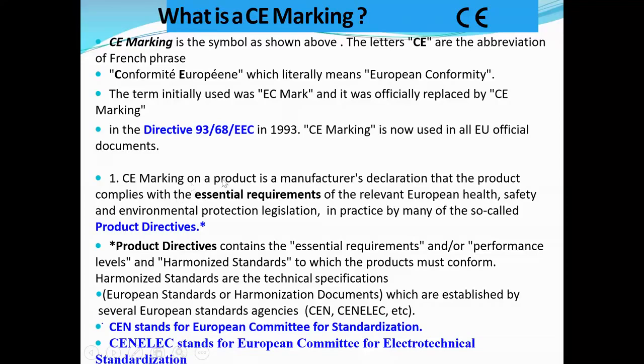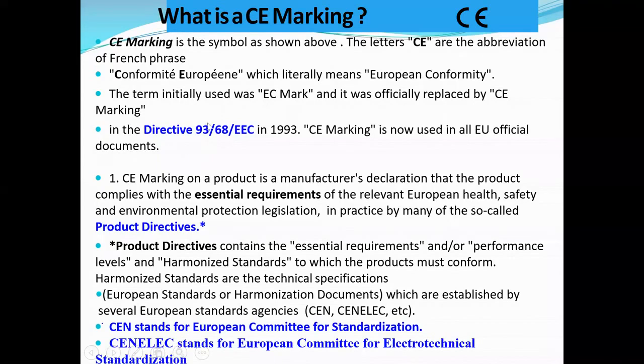CE marking on a product is a manufacturer's declaration that the product complies with the essential requirements of the relevant European health, safety and environmental protection legislation, in practice by many of the so-called product directives. I have told this during your European regulatory system lectures as well. So Europe always follows what? Directives, and US always follows 21 CFR parts. You have to remember the difference between US and Europe: there it is CFR parts, here it is directives.